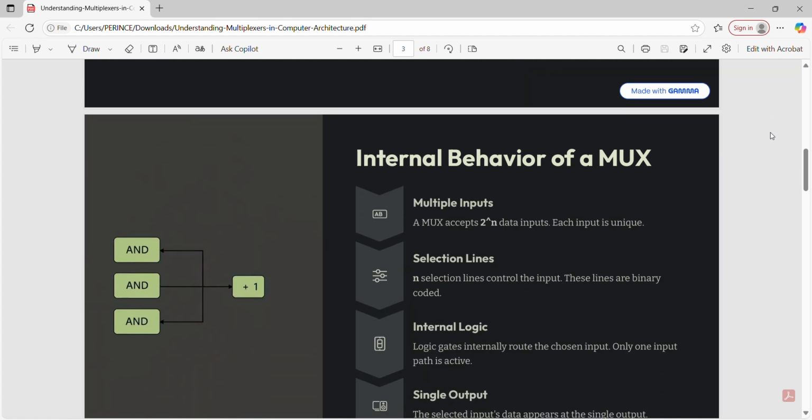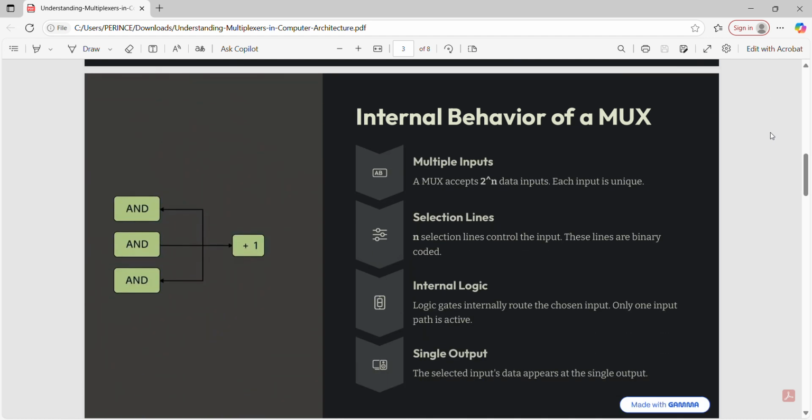So we have the internal behavior of a multiplier. A mux accepts two to the n data inputs. Each input is unique. We have the selection signals, and the selection signals control the inputs. These lines are binary coded. And we have the internal logic. The logic gates internally route the chosen input. Only one input path is active. We have the single output. The selected input data appears at the single output.